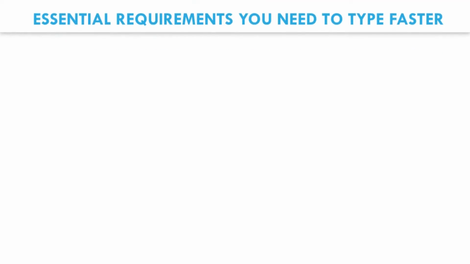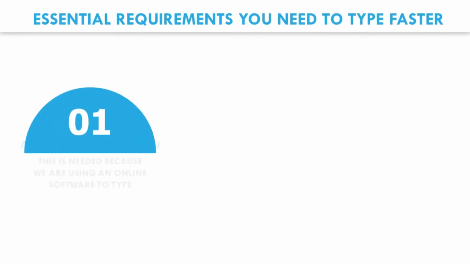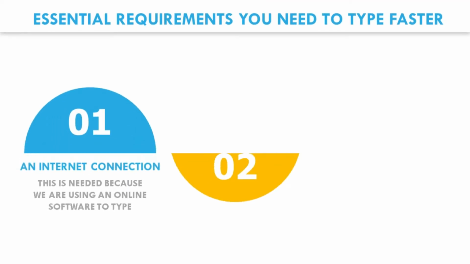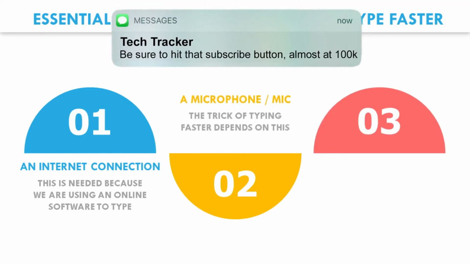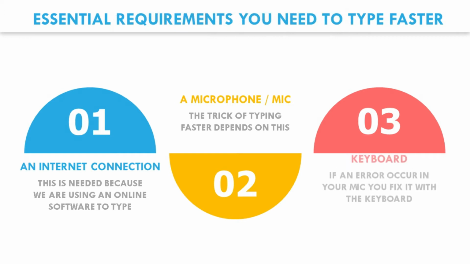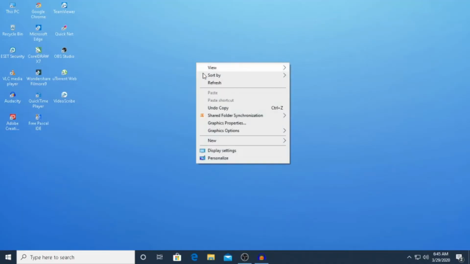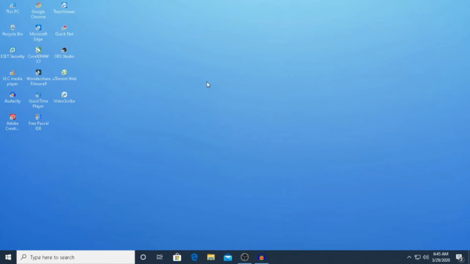First one, an internet connection, because we are using an online software. Second one, a mic. This trick depends on this. Third one is the keyboard to fix any error that occurs in the mic. Okay, don't worry if you don't have a microphone. You can also use the hands-free, which was available when you purchased your mobile device.